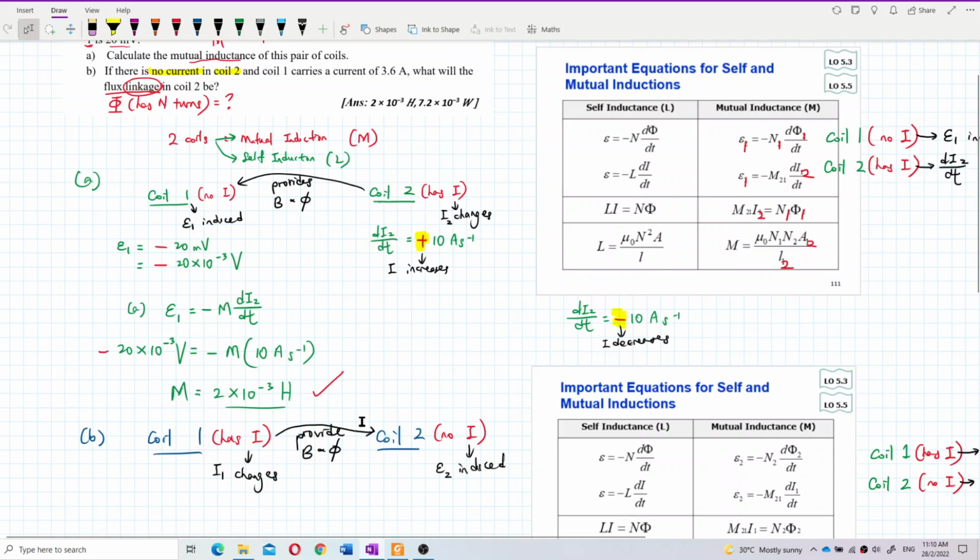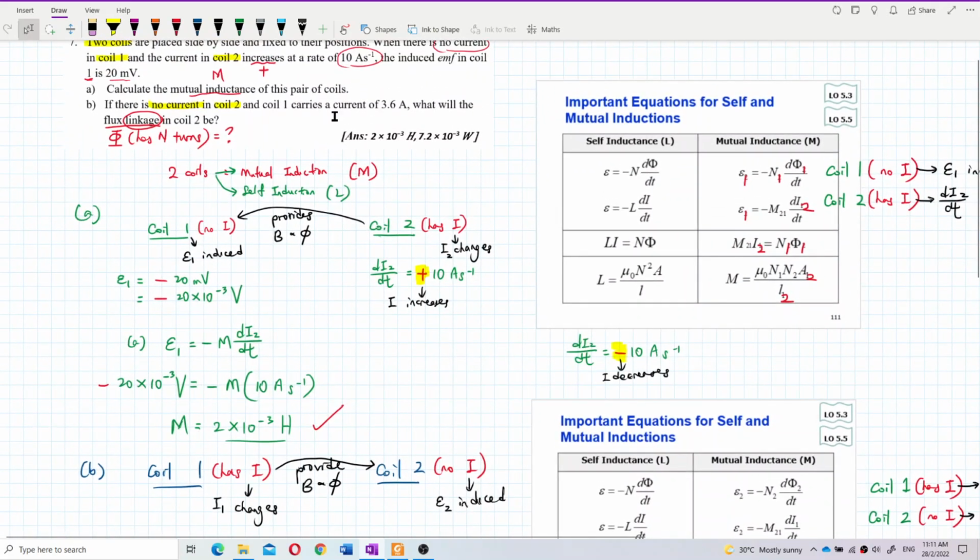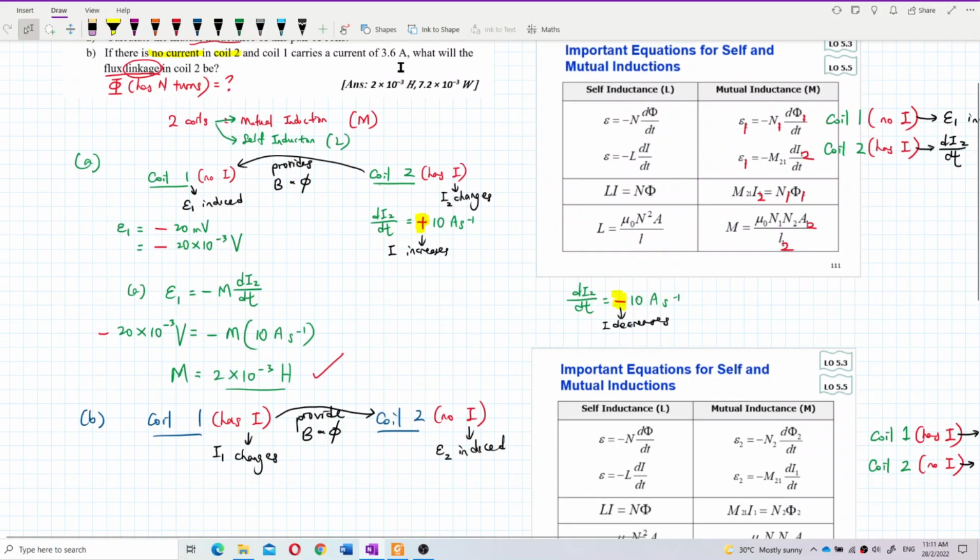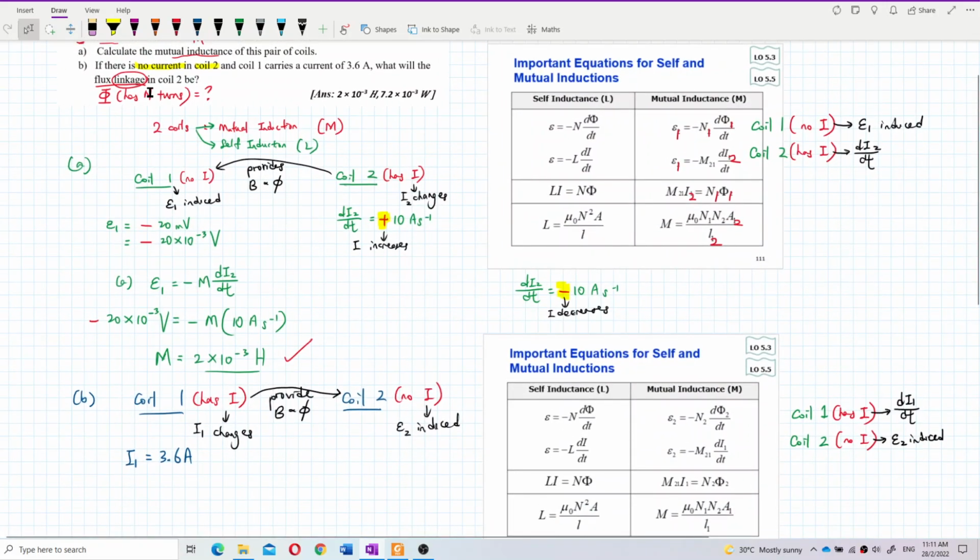It's interchanged. The information given is that coil 1 has current 3.6 ampere, so I1 is 3.6 ampere. I want to find the magnetic flux linkage in coil 2. That means capital Phi 2, the flux linkage in coil 2. So how do we find this?